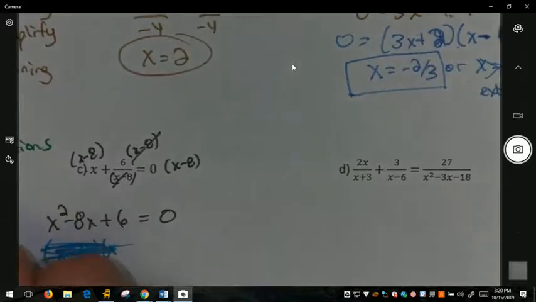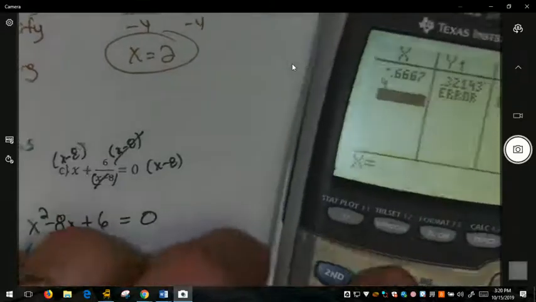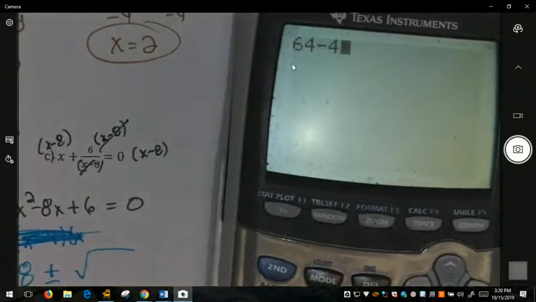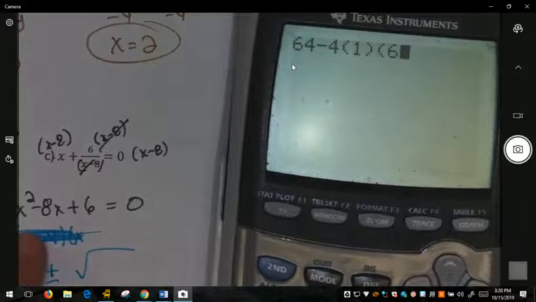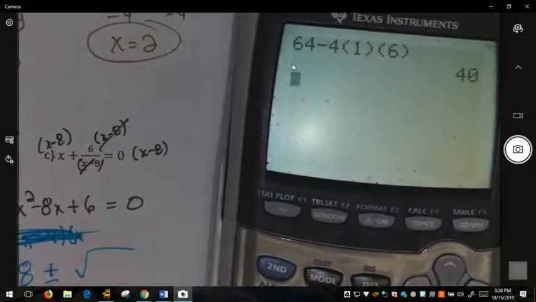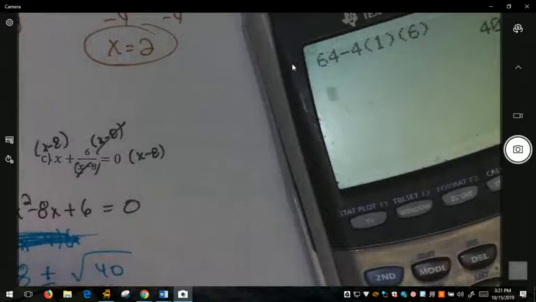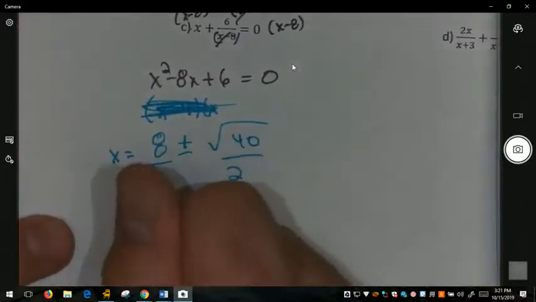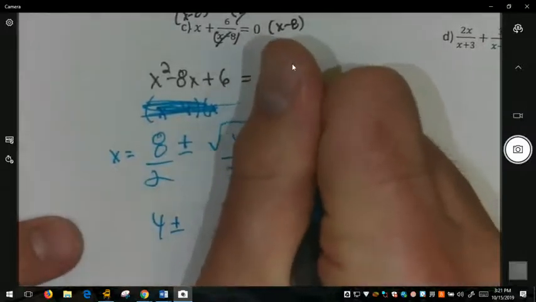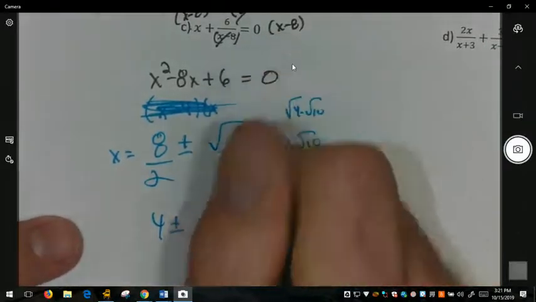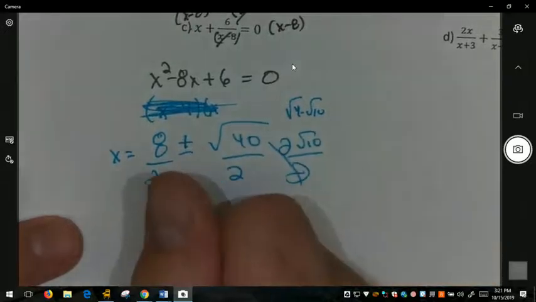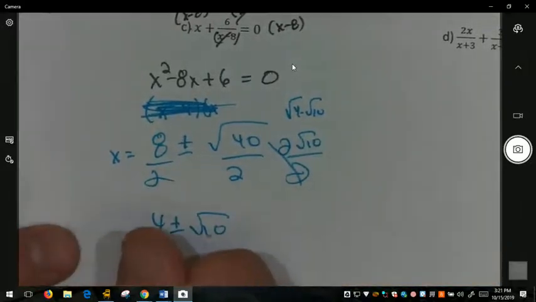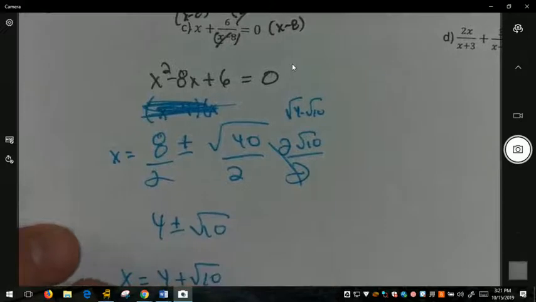So I have the opposite of b, plus or minus the square root of the discriminant, which is b squared minus 4 times a times c, which is 40, each over 2a. This reduces to 4. Square root of 40 is really the square root of 4 and the square root of 10, which is 2 square roots of 10. When put over 2 is just the square root of 10. So my solutions are 4 plus the square root of 10 and 4 minus the square root of 10.